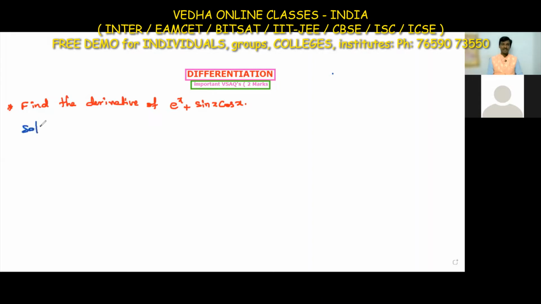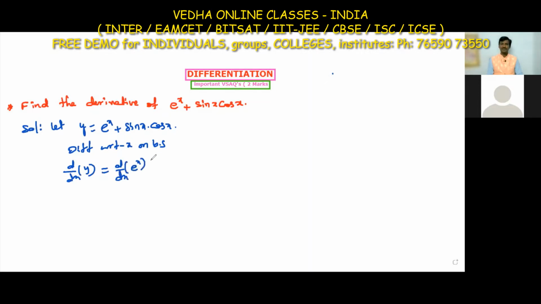So let me take the given function as y is equals to e to the power x plus sin x into cos x. Now differentiating with respect to x on both sides, then d by dx of y on the left side is equals to, we write the d by dx for both the terms. We have the first term, write the plus as it is, and write the d by dx for the second term also, that is sin x into cos x.